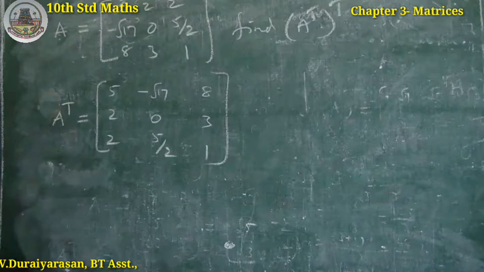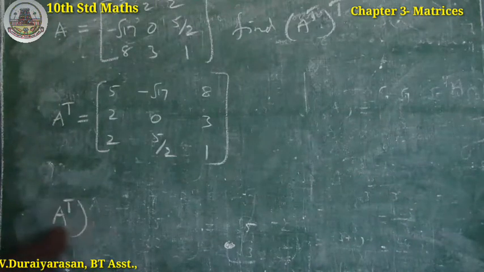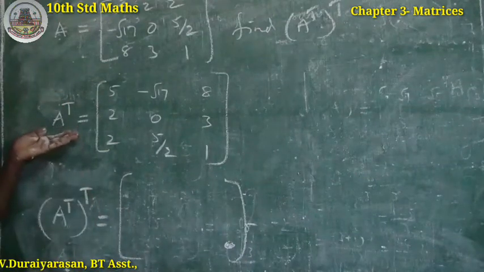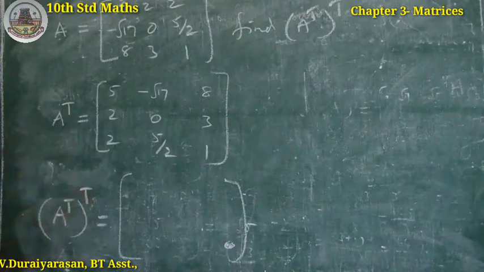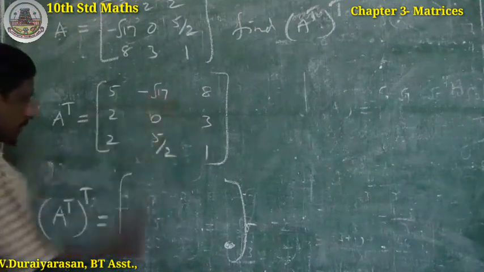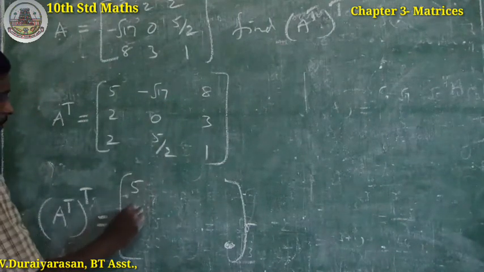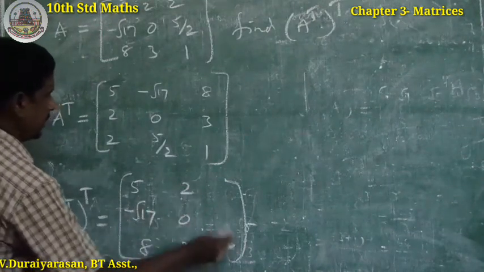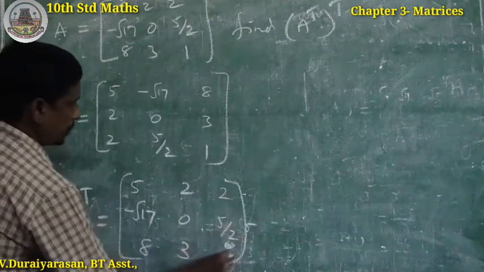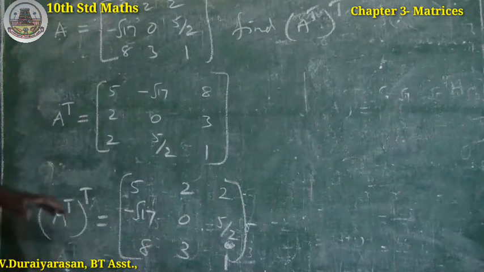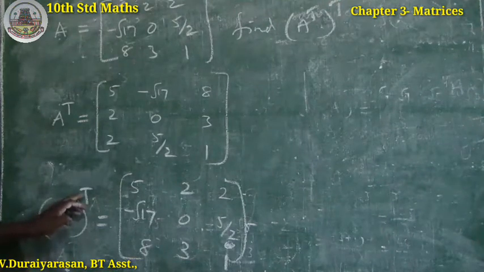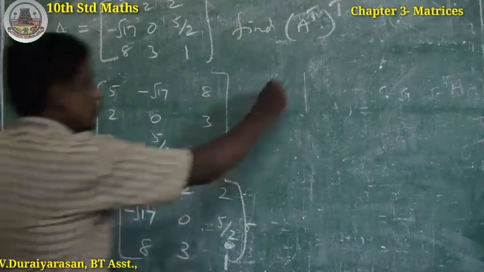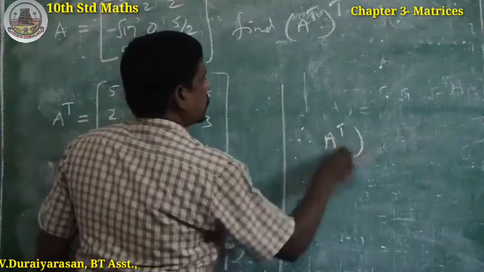Transpose of A is denoted by A power T. A transpose, whole transpose. One more time transpose of the previous A transpose. So, the first row is converted to first column. 5 minus root 17, 8, 2, 0, 3, 2, 5 by 2, 1. Okay. What is your conclusion? A transpose, whole transpose is equal to A. These two are same. So, therefore, A transpose.